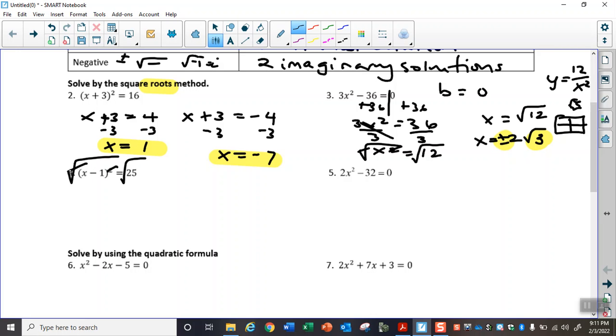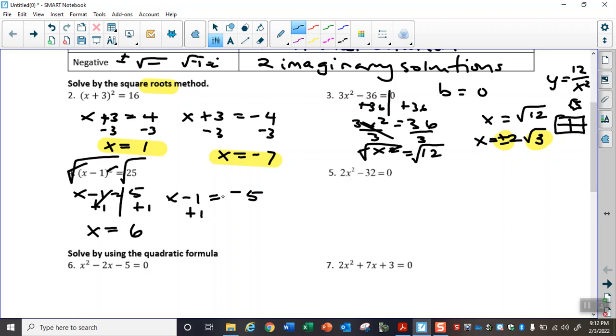So that cancels out with that, and I get x minus 1 equals 5. But it could also equal negative 5. All right, so now I'm going to add 1 to both sides. So that goes away, and I get x equals 5 plus 1 is 6.